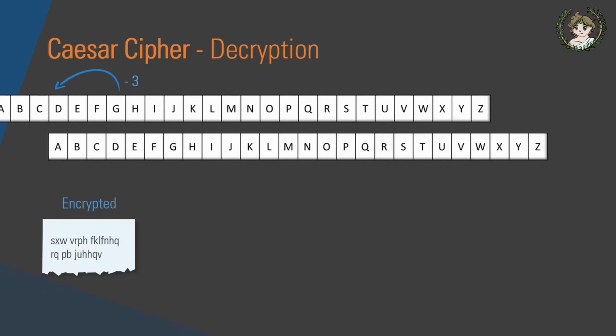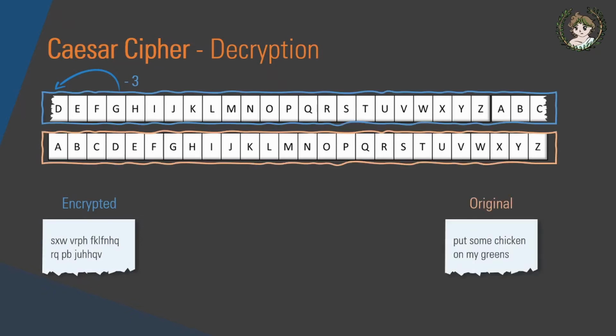Then you put the letters with no matching at the end of the list and you have the completed decryption table. Now you just follow the same process you already did during the encryption and get your text back. Put some chicken on my greens. And that's the whole magic.